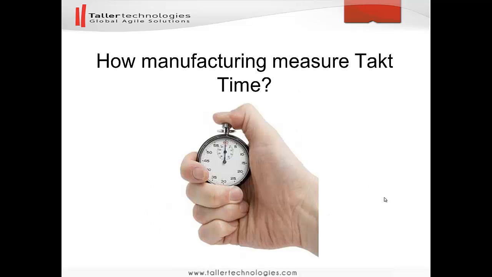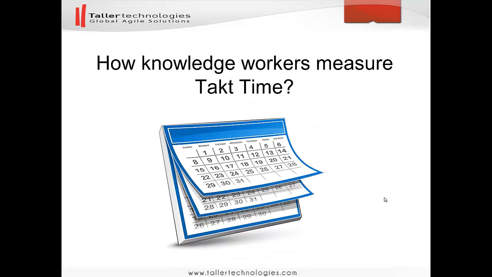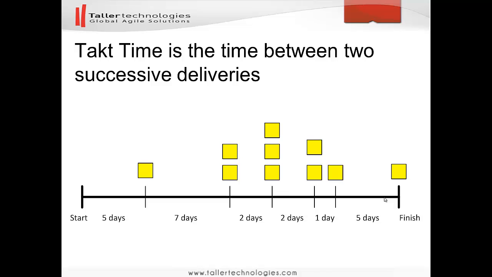How do we measure takt time? In manufacturing, they measure takt time in seconds, in minutes, in hours. In knowledge work, we measure takt time only in days. So what is takt time and how can we measure it? Takt time is the time, as we said, takt time is the time between two successive deliveries.